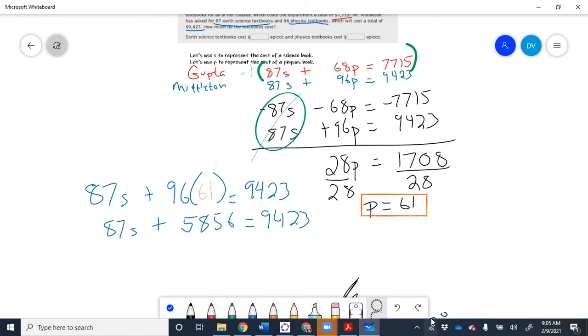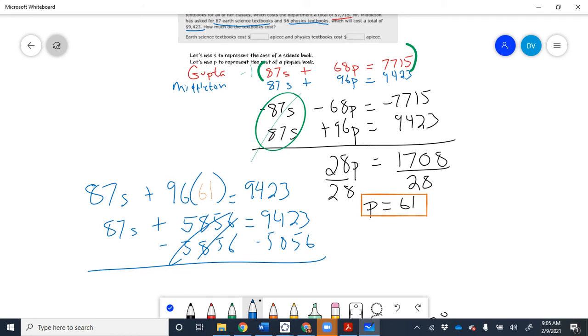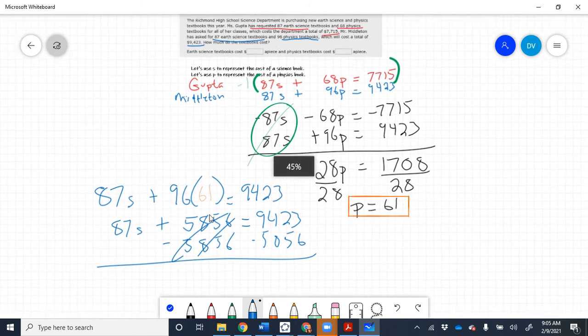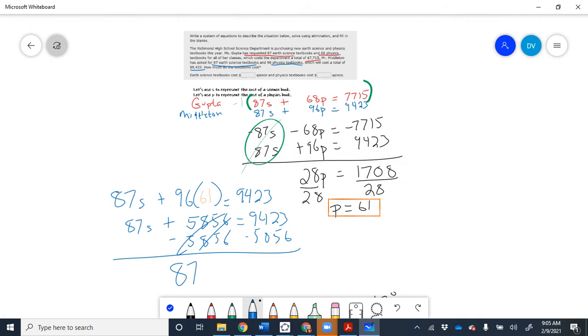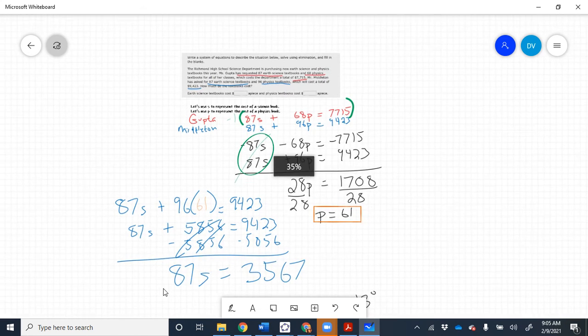Yes, you are exactly right. We are going to subtract 5856 from both sides. Use your calculator for that too, probably. And I got 3567. Did you? 87s is equal to 3567. And of course, now we're just going to divide both sides of that.